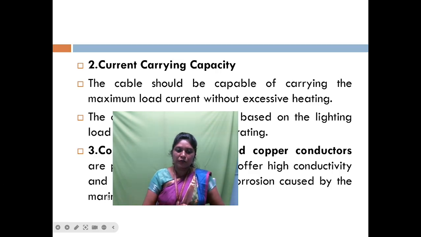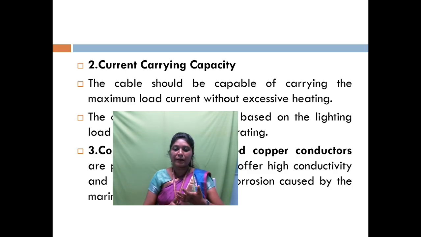The third factor is conductor material. Tinned copper conductors are preferred because they offer high conductivity, as it is a good conductor, and excellent resistance to corrosion, because we have to keep in mind that for the ship structure we have to face the corrosion problem. So it should be capable of providing high conductivity and excellent resistance to the corrosion caused by the marine environment.